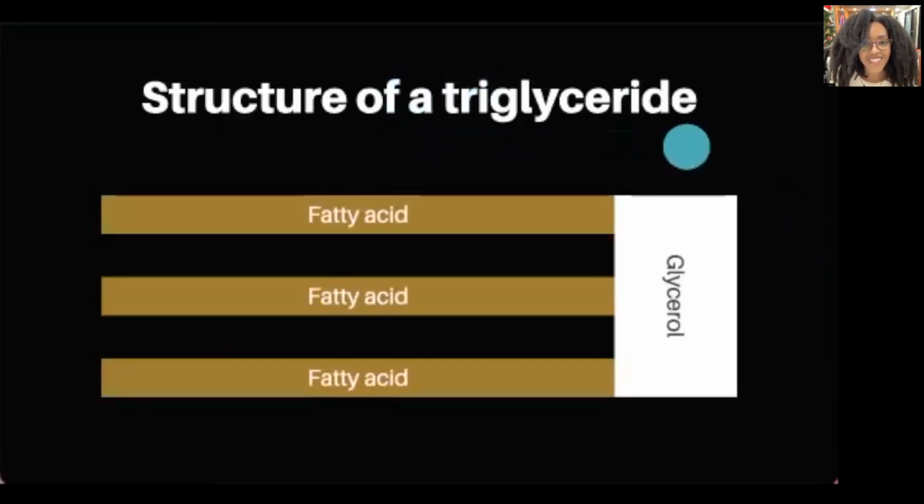So a triglyceride is another word for a vegetable oil or an oil. And if we break that word down, we get tri, which means three, and glyceride, which comes from glycerol. A triglyceride, or an oil, is basically a molecule, so this would be the molecule comprised of 3 fatty acids and 1 glycerol.